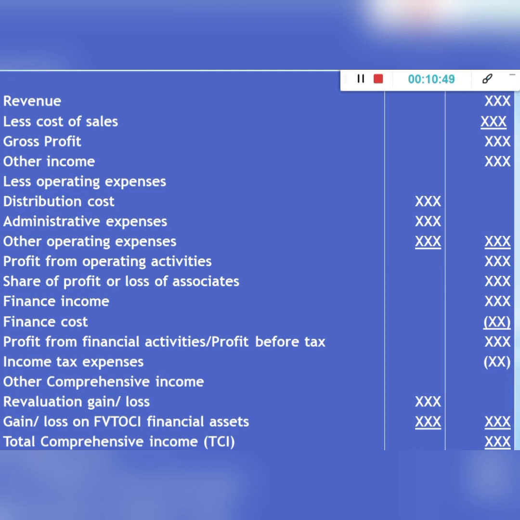We have the revaluation gain or loss, and then gain or loss on fair value through OCI financial asset. This was what we said is what financial assets which are available for sale. So we add these to our profit for the year, and then we get the total comprehensive income. This ends the format for the statement of comprehensive income. Let's dive into the other concepts.